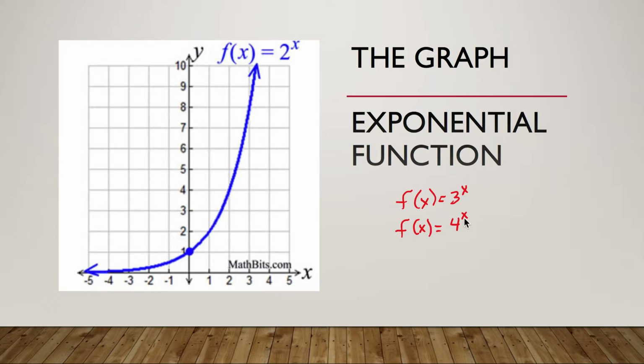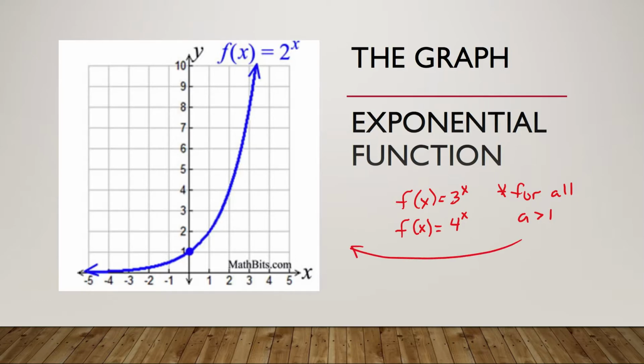So it's interesting to note that regardless of what your base is, as long as it is bigger than 1, you're going to have a graph that looks like the graph on the left-hand side of the screen. I'm going to make that note here: for all a values that are greater than 1, our graph is going to look like this.